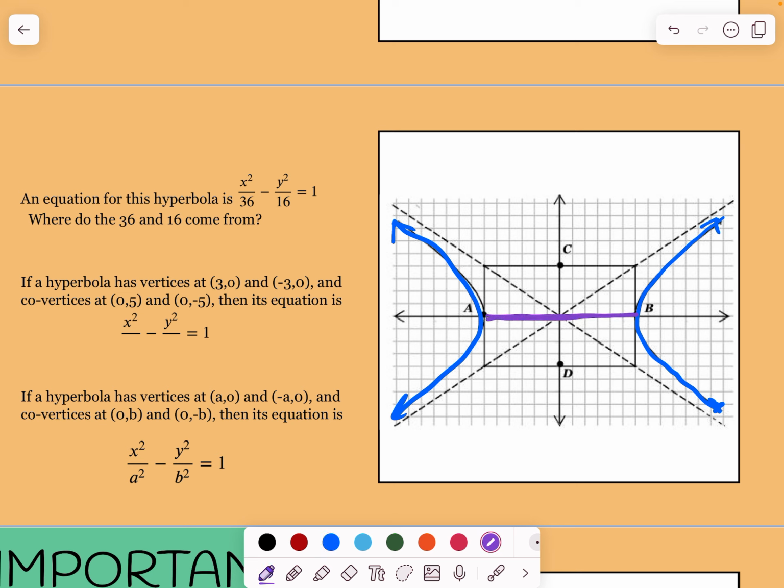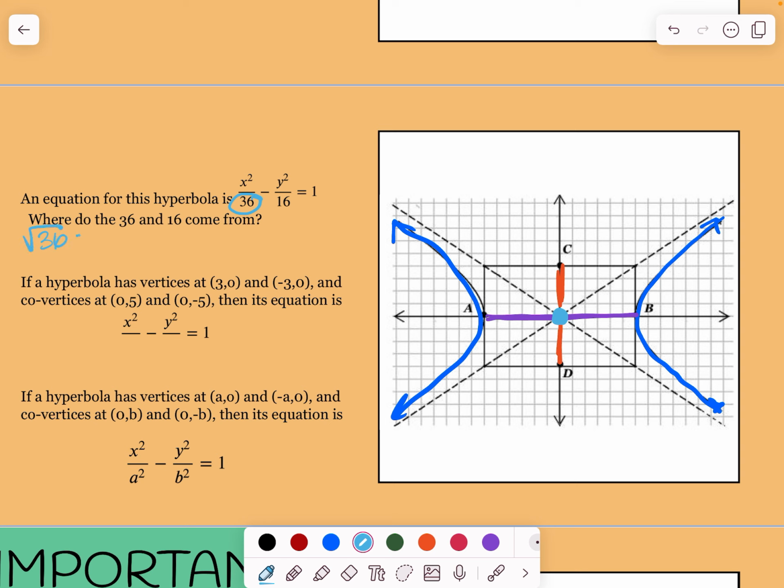This is my vertex, and these were my co-vertices, and this was my center. Look at this equation: x squared over 36 minus y squared over 16 equals 1. Check it out. Just like our ellipse, the bigger number tells us where our vertex is.